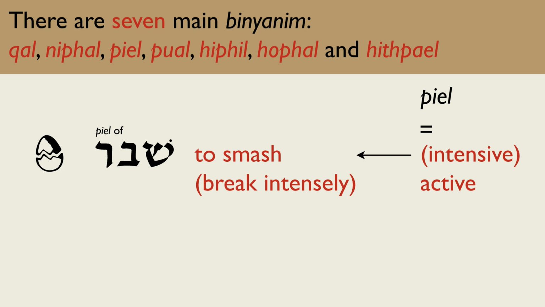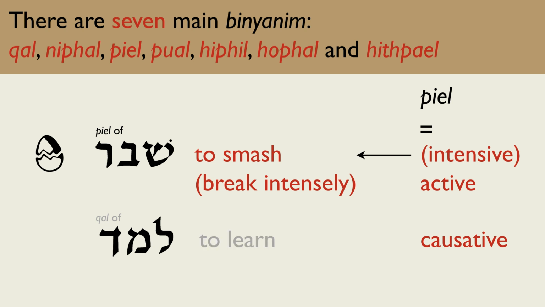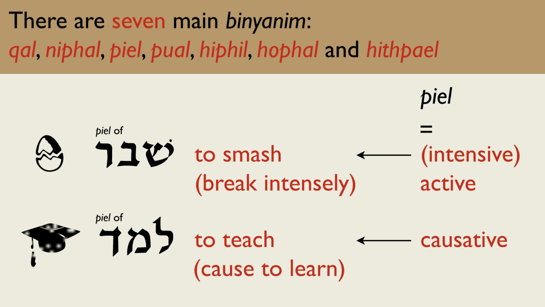The piel can also have causative meaning. The root lamed mem daled in the kal means to learn. In the piel it means to teach, which is to cause to learn.